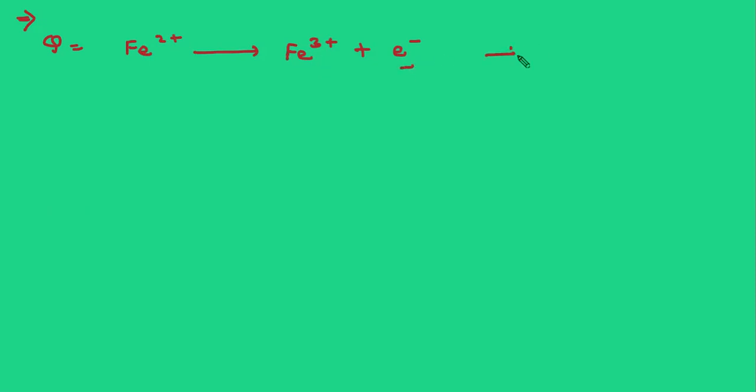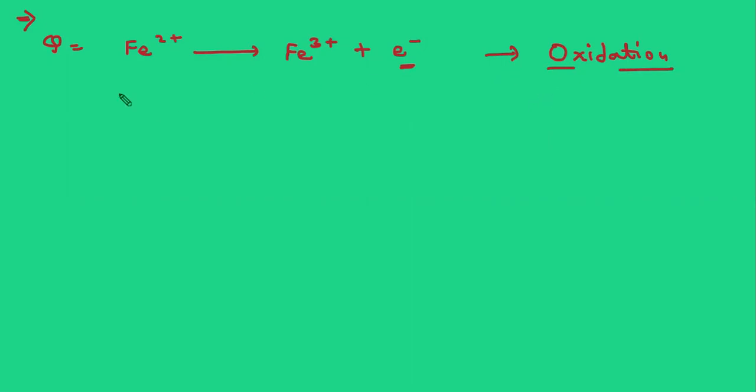By losing electron, whenever there is a loss of electron, it is always oxidation. Lose, O means oxidation, lose. So oxidation is losing the electron.